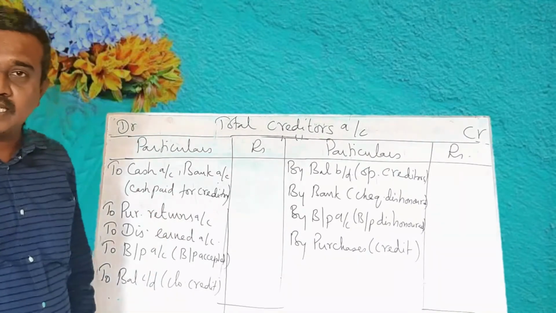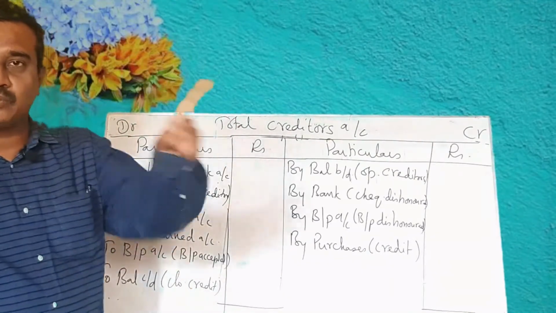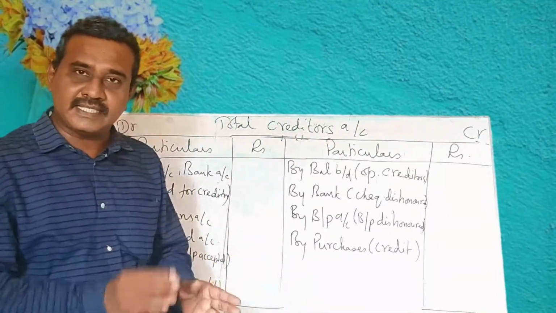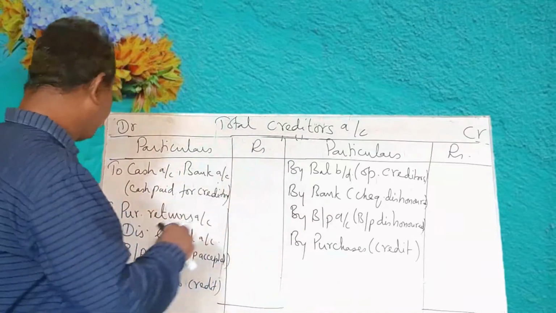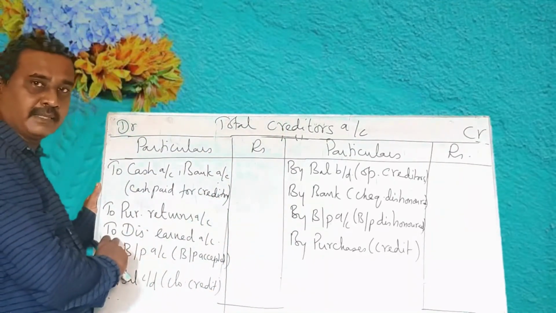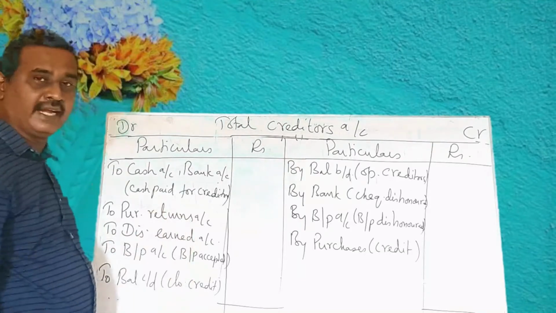Discount earned. What is the entry? Total creditors account debit to discount earned, and this is the entry. How will it be posted? We take the total creditors account and come to the debit side, and in the particulars column we write discount earned.